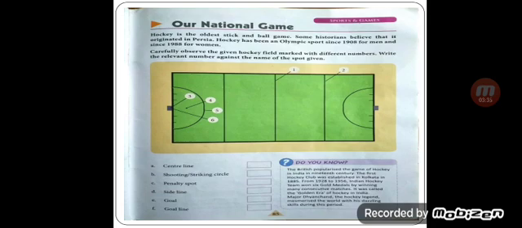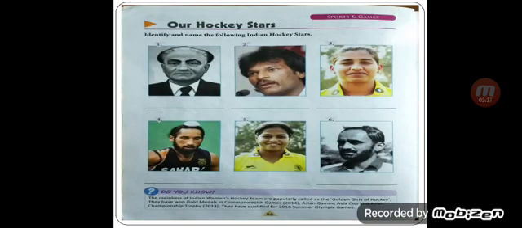Okay, now after the hockey, there are some hockey stars' pictures given. You have to identify them. The first one is Mr. Dhyan Chand. As we all know, his birthday, the 29th of August, is celebrated as National Sports Day because of his contribution to hockey. Now next, the second one is Dhanraj Pillai, third is Ritu Rani, fourth one is Sardara Singh, fifth is Deepika, sixth is Udham Singh.